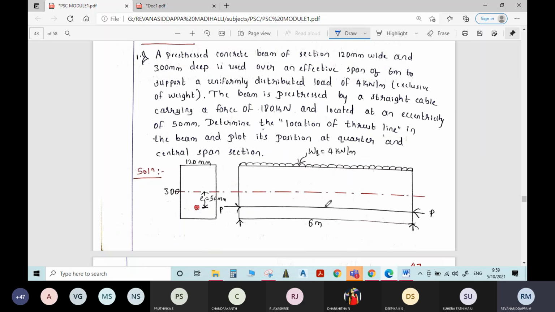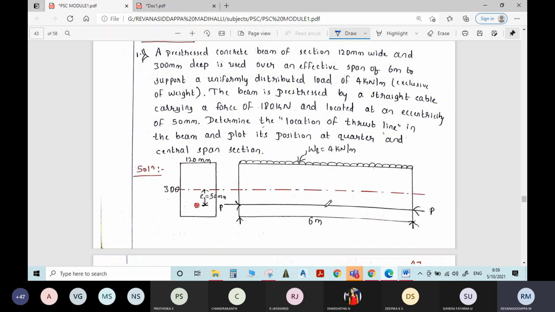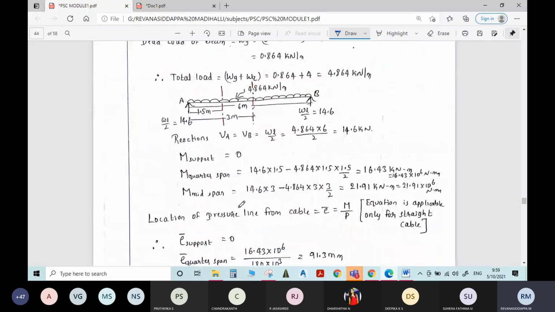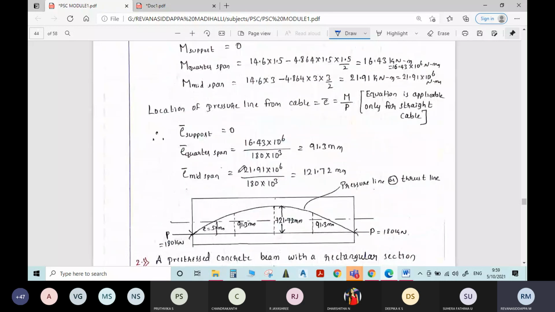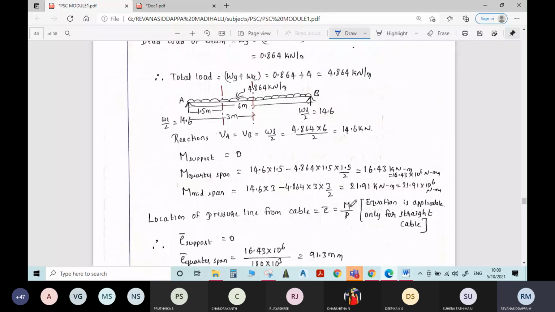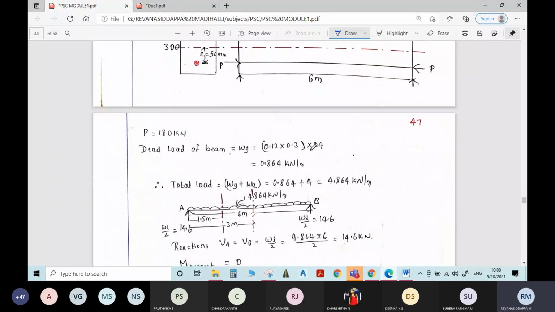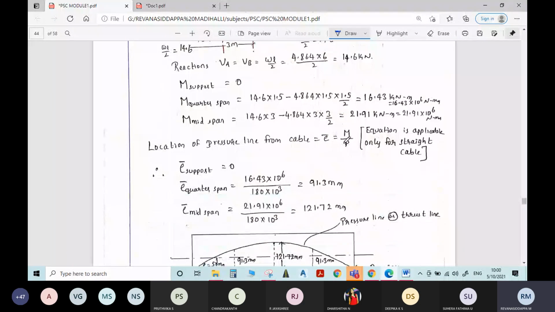Now to locate that thrust line point, we have the formula: e bar is equal to M by P. All of you remember this formula. This equation is applicable only for straight cables. If it is a parabolic cable, the procedure is different, which I will tell you in the last problem. Only if a straight cable is given is this formula applicable. Otherwise, you have to follow a different procedure.